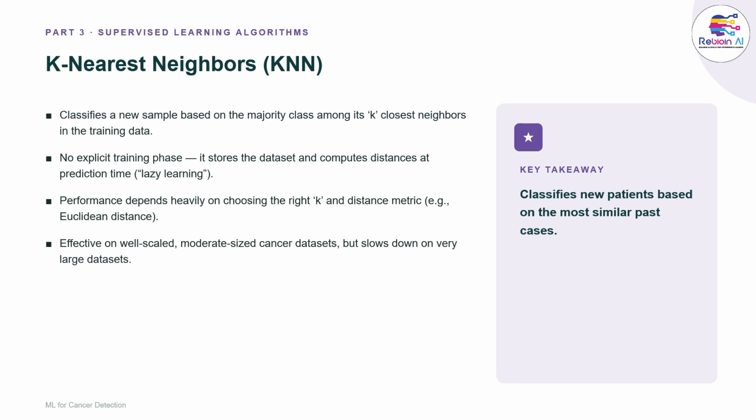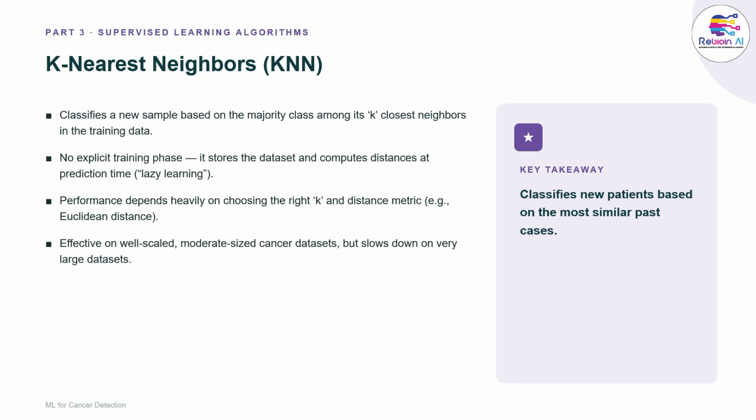KNN just stores the dataset and does all its work at prediction time, sometimes called lazy learning. The main design decisions are choosing the right K, and how you measure similarity. Most commonly, Euclidean distance. KNN works well on moderately sized, well scaled datasets, but slows down on very large ones since it compares a new patient against every stored patient each time.